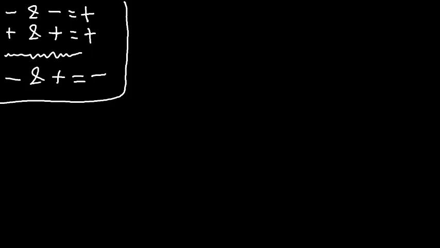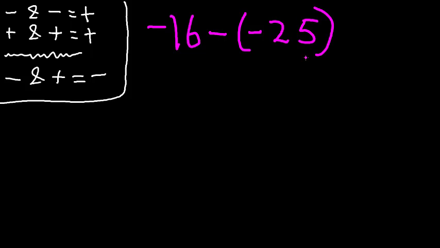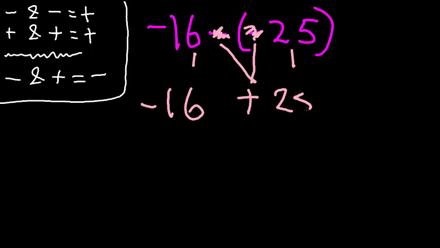So let's say we have a question like negative 16 minus negative 25. Okay, so first of all, our first priority is to simplify the signs that are beside each other. So if we look at the box, it says that a negative and a negative equals a positive. So we're going to turn these two signs to a positive, and we're going to cross these out because we already worked with them, and we're going to bring the next numbers down. So we have a negative 16 here and a 25 here.